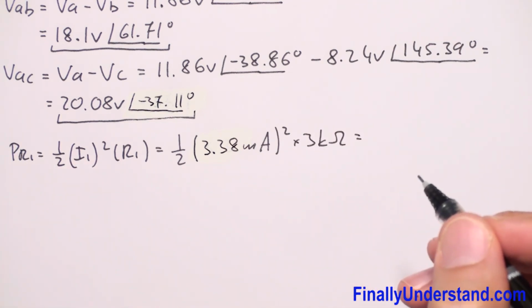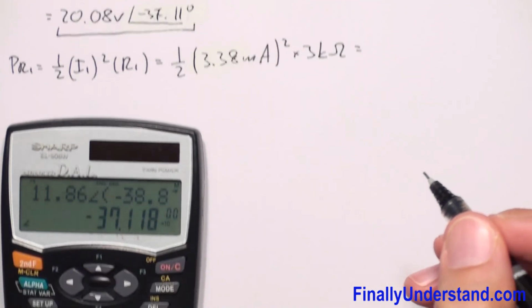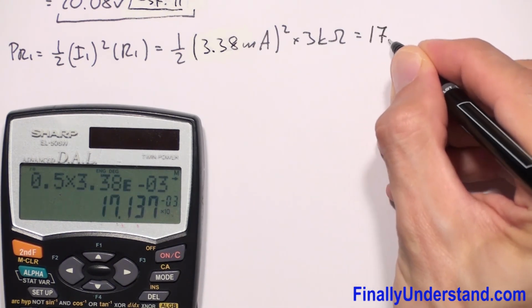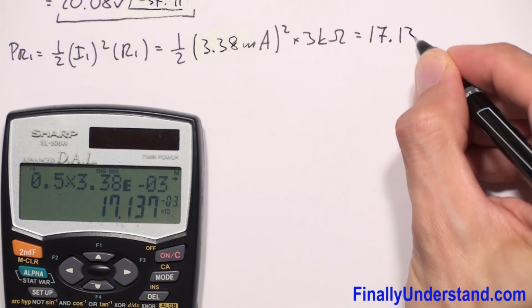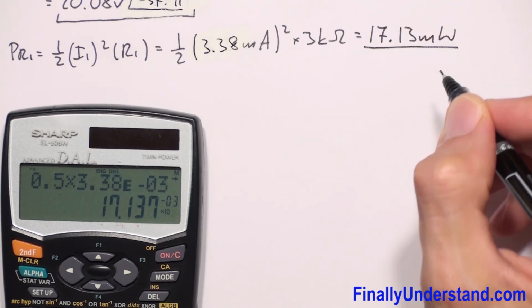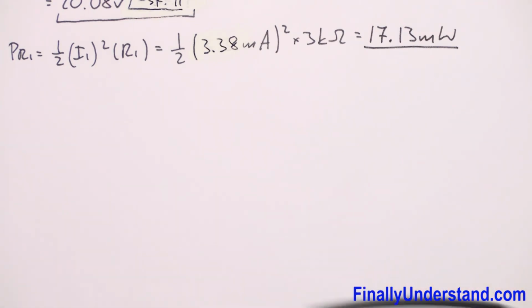Now we're supposed to use the calculator, and we have 0.5 times 3.38 times 10 to the negative 3, squared, times 3 times 10 to the 3, which is equal to 17.13 milliwatts. So this is the power at resistor R1.